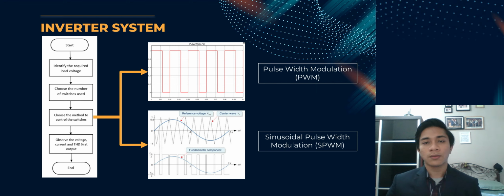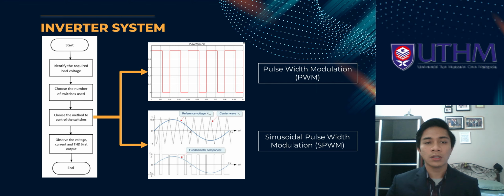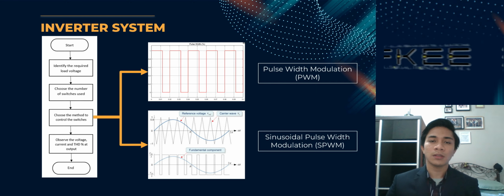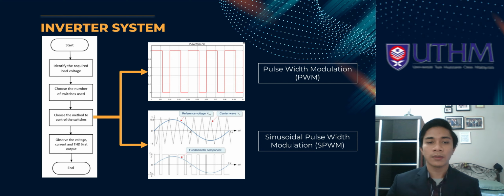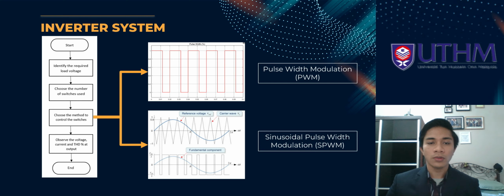So for this project, we have two methods, which is by using the PWM, which is the pulse width modulation, and the SPWM, which is the sinusoidal pulse width modulation. So the PWM is simply by giving the pulse at the switches, while the SPWM is we compare two signals, which is the reference voltage and the carrier wave, and this is the output of the SPWM signal.